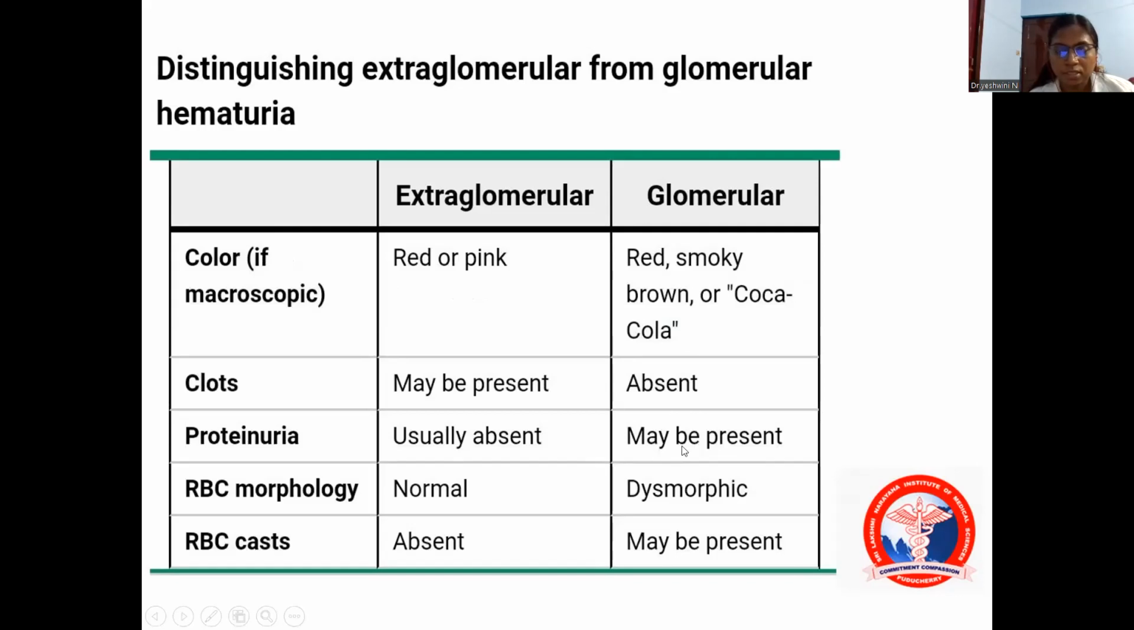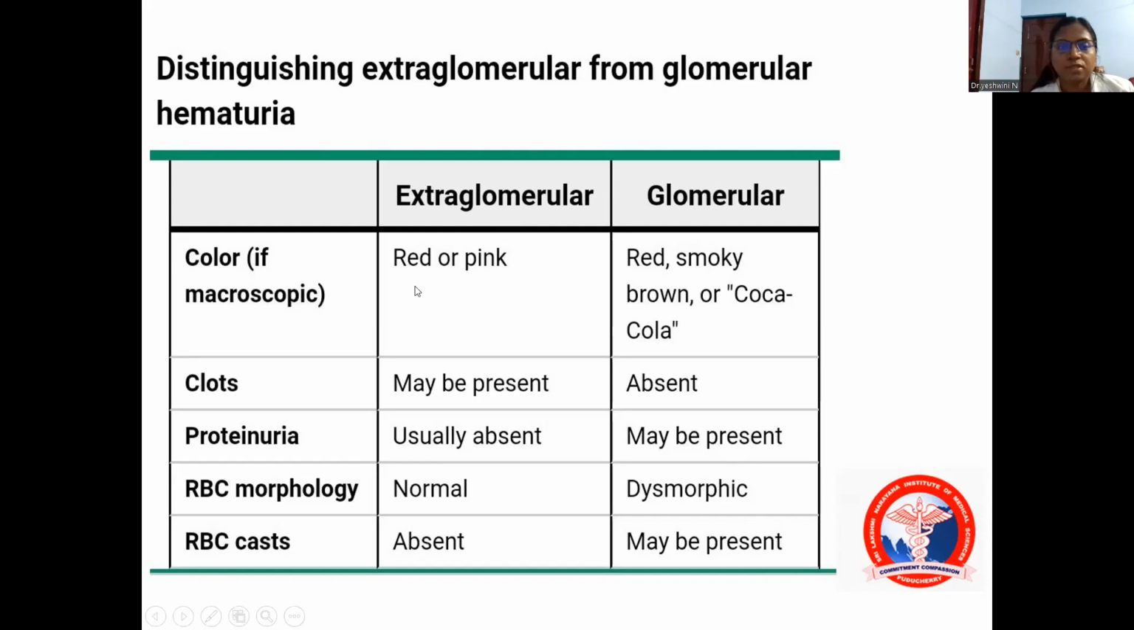Usually, when the glomerulus is injured, it will also lead to leakage of proteins in the urine causing proteinuria, and the RBCs will be dysmorphic because the RBCs are passing through the microcapillaries, that is your glomerulus. So dysmorphic RBCs and RBC casts will be present.